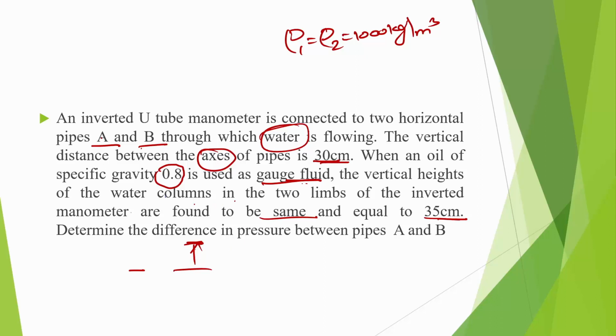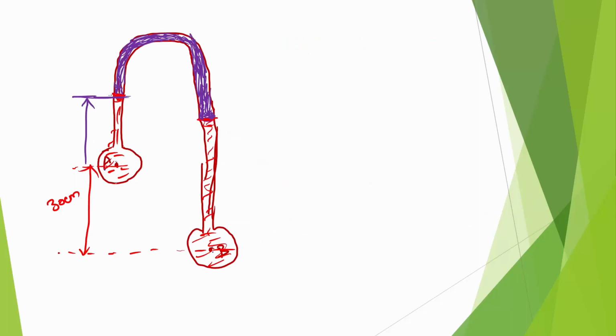So the vertical heights of the water column in the two limbs when measured from their respective center of the pipe. This is a term given in the question. So that technically means from the center, this is 35. From the center, this is 35. So that means this gap is 5.